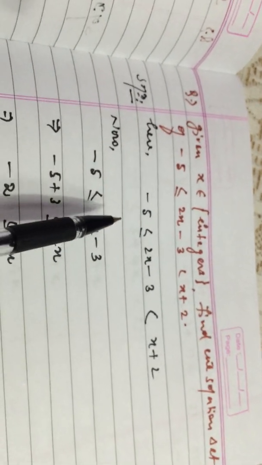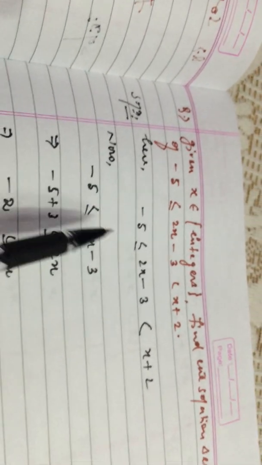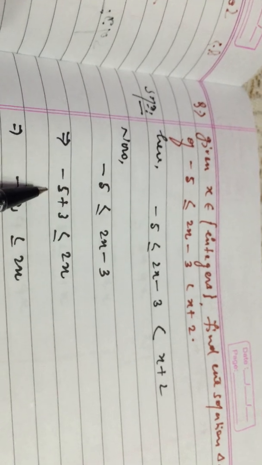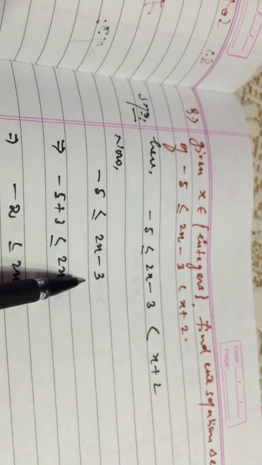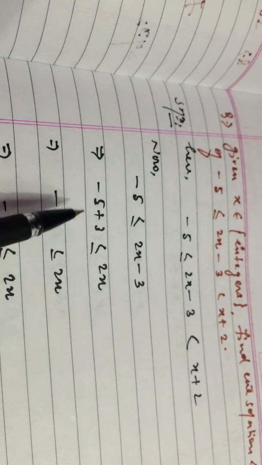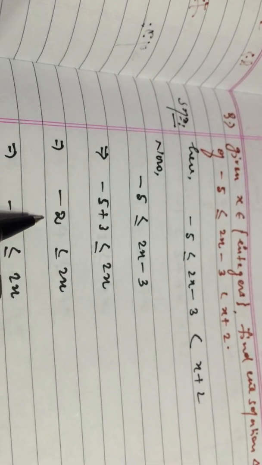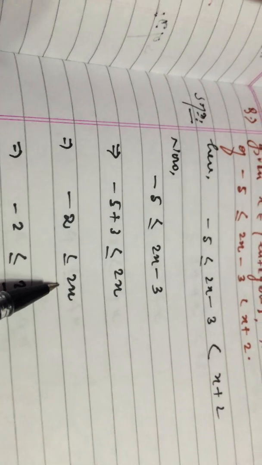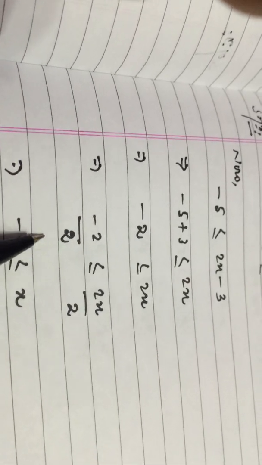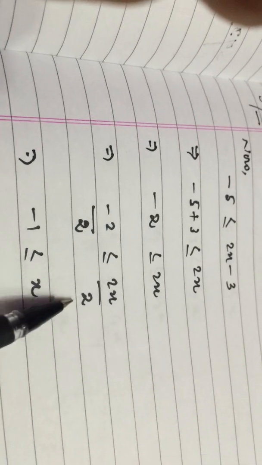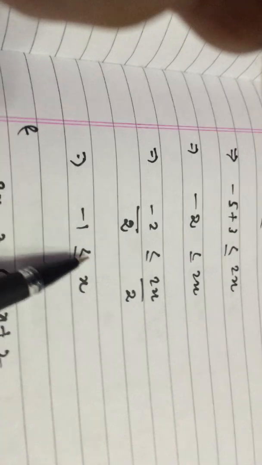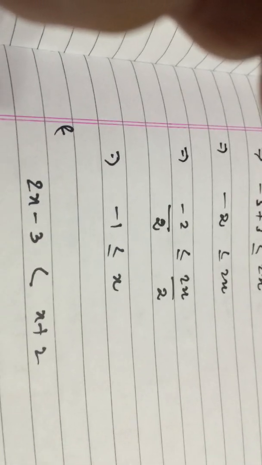Now the first part, minus 5 less than or equal to 2x minus 3. Minus 5 is written the same, and transferring minus 3 from one side to the other side it becomes positive, less than or equal to 2x. Minus 5 plus 3 becomes minus 2. This 2x is written the same, and both sides are divided by 2. Minus 2 divided by 2 gets minus 1, and 2x divided by 2 gets x. Minus 1 less than or equal to x.